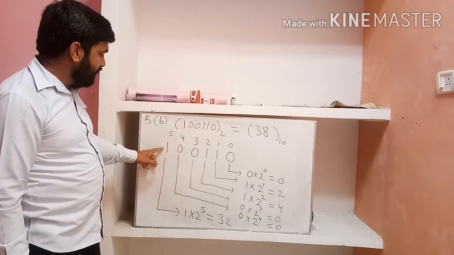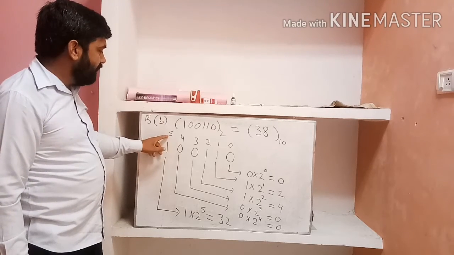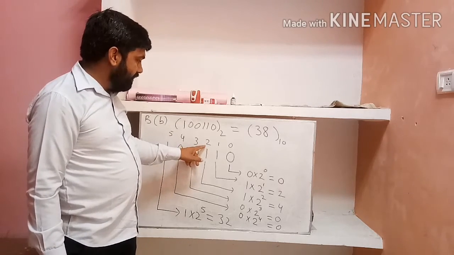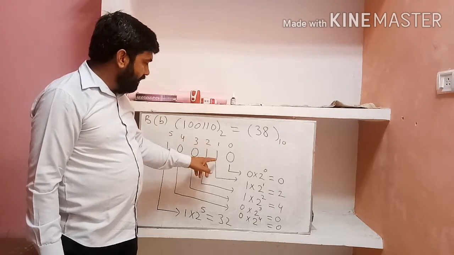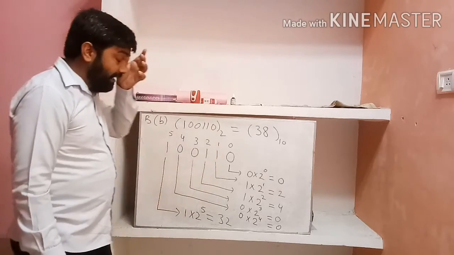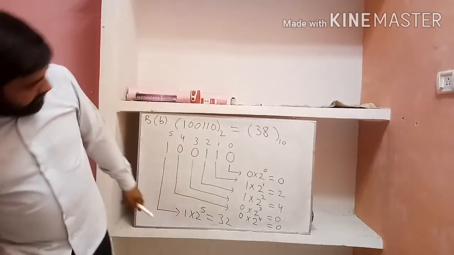So bit 1 position is what? 5. 2 to the power 5 is 32. 2 to the power 2 is 4. 32 plus 4, 36. And here 2 to the power 1, so 36 plus 2, 38. Like this we can calculate also. Okay? It's very easy. So in this order you have to do.